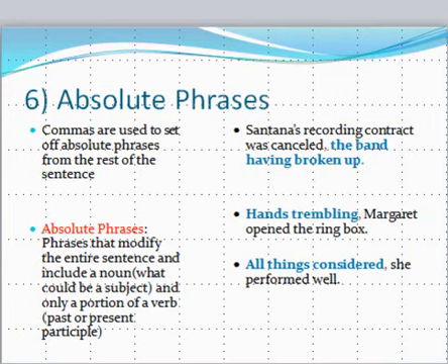Here's a more brief absolute phrase. Hands trembling, comma, Margaret opened the ring box. So we have an absolute phrase. It's also introductory material, so we put that comma at the front. Same thing with this third one. All things considered, she performed well. So we have this at the front end of the sentence, and it's an absolute phrase. And if you read these by themselves, the band having broken up, hands trembling, all things considered, we know immediately these are not complete thoughts. These are phrases, but they do a particular job in the sentence, and that's modify the entire sentence.